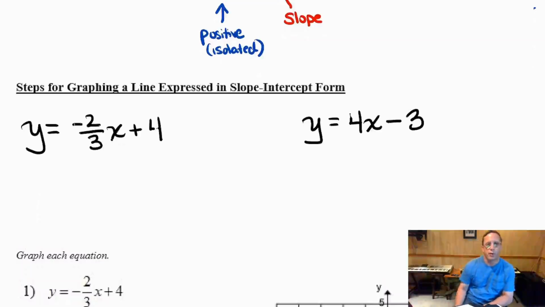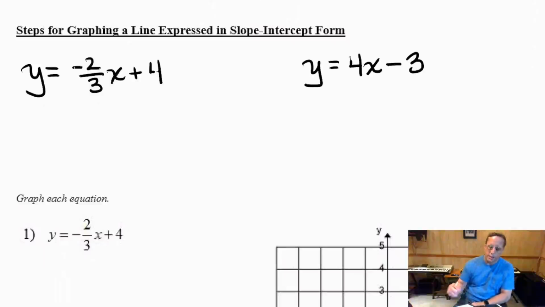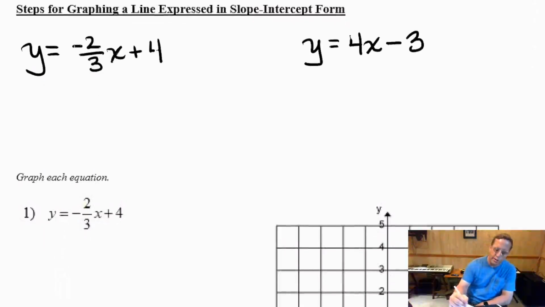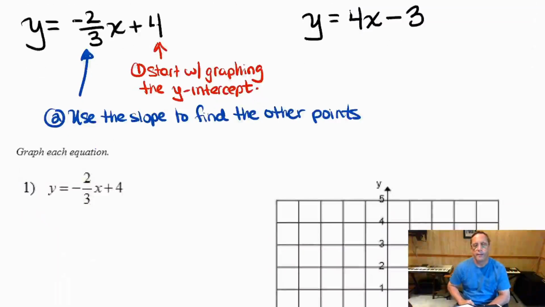So the steps for graphing a line expressed in slope-intercept form: I would always start with the y-intercept. From there, using the slope, figure out the progression of that line, and pay attention to whether the slope is positive or negative.